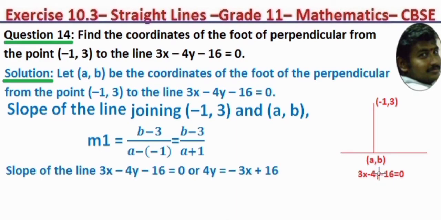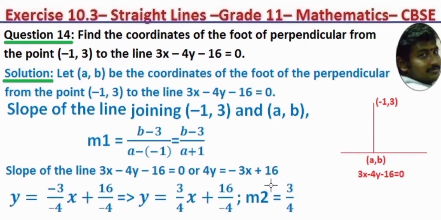So the slope of the line 3x minus 4y minus 16 is equal to 0. So we can make it as minus 4y equals minus 3x plus 16. Transposing 3x to that side, minus 3x. Then 16 transposed to that side will be plus 16. Actually it is minus 4y, minus is missing here. Then dividing by minus 4, y equal to 3 by 4 x and 16 by minus 4. Then the slope is 3 by 4. Slope number 2 is 3 by 4.